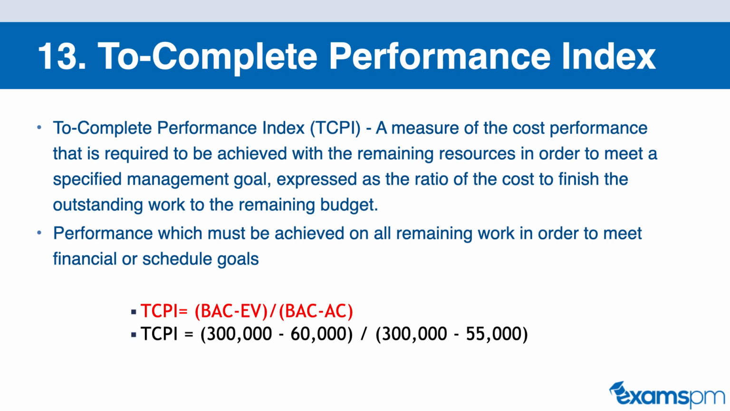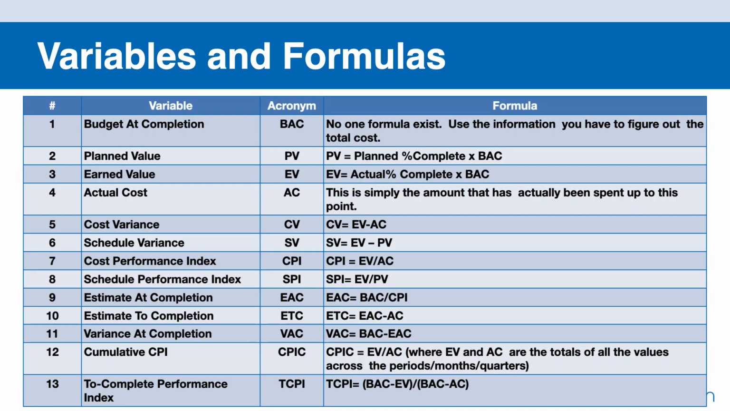The formula for TCPI is budget at completion minus the earned value, divided by budget at completion minus the actual cost. So plugging in our numbers from our Windows installation project, we get our budget at completion, which was $300,000, minus $60,000, which was our earned value, divided by $300,000 minus our actual cost, which was $55,000. And so this gets us to $240,000 divided by $245,000. And so we get a TCPI in this case of 0.9796.